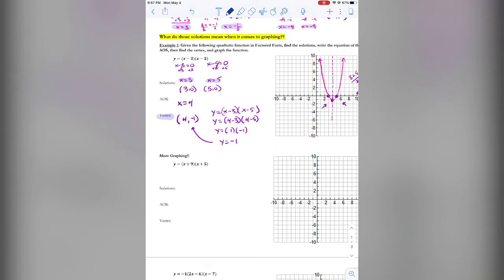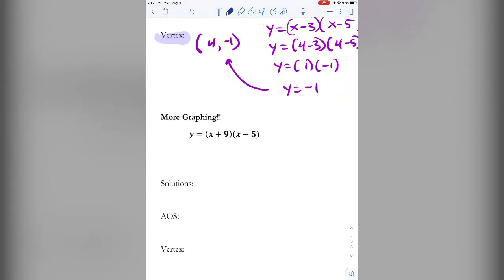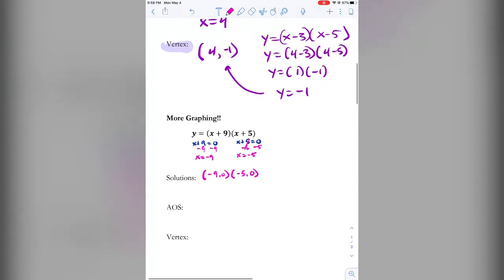All right, so factored form. Let's get our solutions first. When we get our solutions, we set it equal to 0. So we have x plus 9 equals 0. We have x plus 5 equals 0. We subtract our 9. So we get x equals negative 9. We subtract our 5. So we get x equals negative 5. Again, that means those are our x-intercepts. So we have an x-intercept at negative 9, 0, and another x-intercept at negative 5, 0.